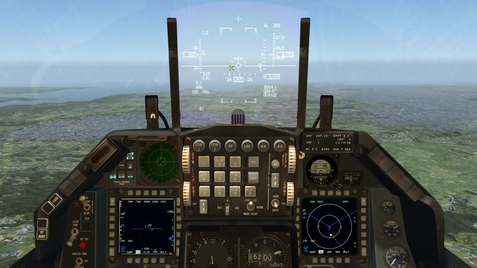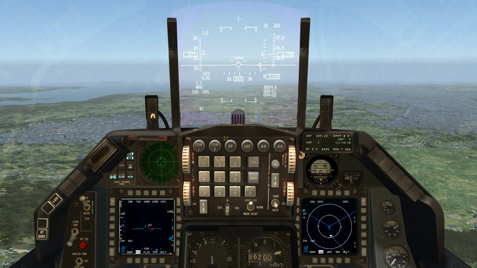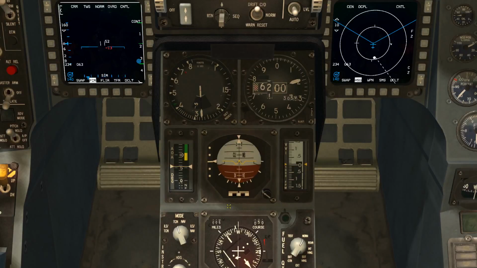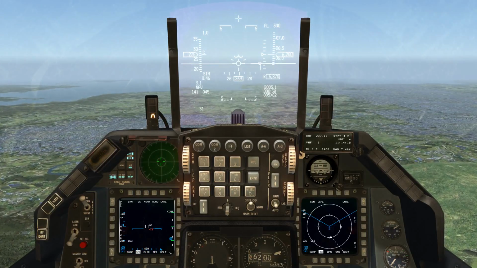Now, most of my flying, as I said, is up here through the HUD, even in IMC conditions. The instruments down below are primary instruments. You have to refer to these in your cross-check, but most of my attention is up here in the HUD.